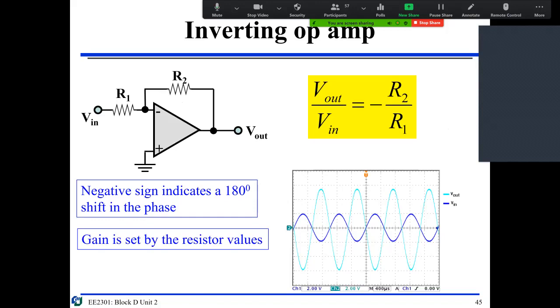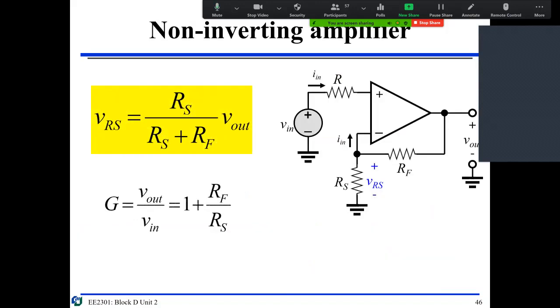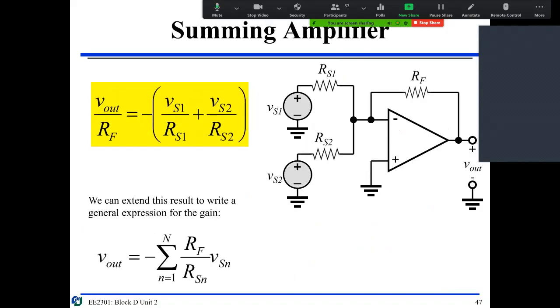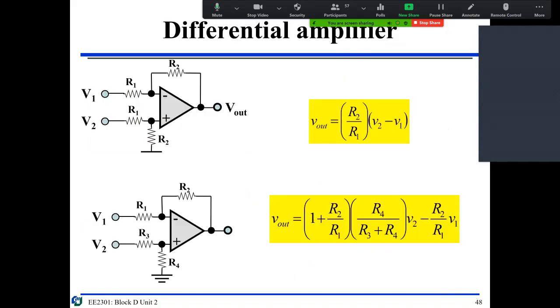So this is just to refresh your memory. So this is non-inverting amplification. Remember, it's always greater than 1. So then you have a summation. You can do as many as you want, okay, put together. Then you have a differential amplifier or difference amplifier.